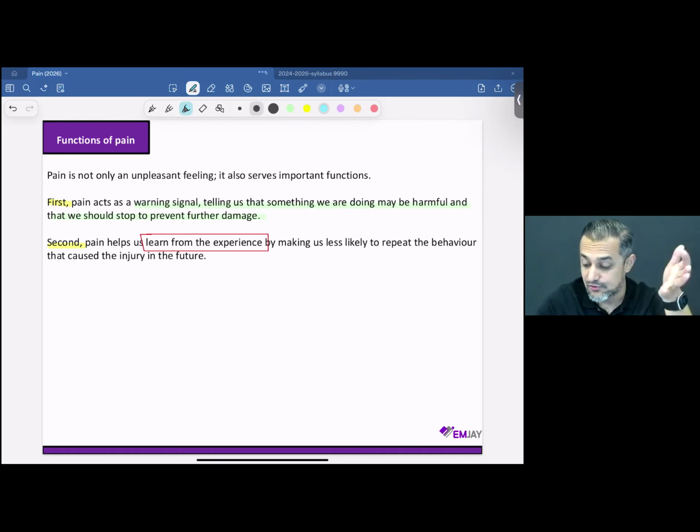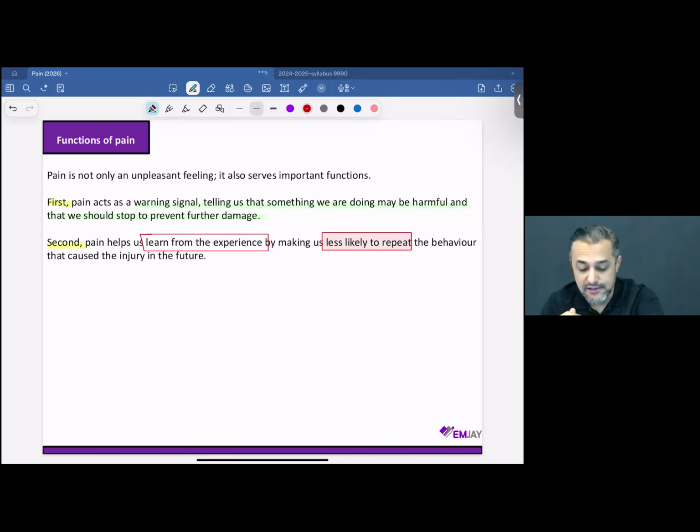If you're walking into your kitchen, this is an experience which would prevent you from repeating that sort of behavior again, so that the likelihood of you experiencing an injury again reduces. So one, pain acts as a warning signal telling us that something we're doing may be harmful and that we should stop to prevent further damage. Number two, pain helps us learn from the experience by making us less likely to repeat. So this makes it less likely for you to repeat the behavior that caused the injury in the first place.